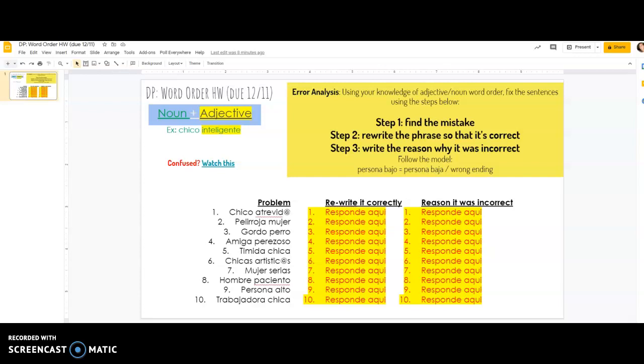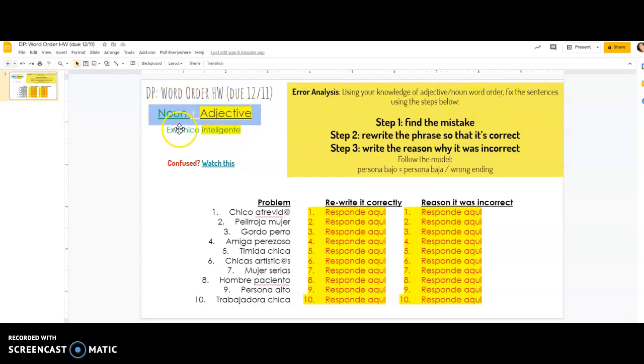SDP word order homework. All right, so what you are going to be doing with this is you need to remember what we talked about yesterday, noun and then adjective. So it literally says boy intelligent, but it means intelligent boy or smart boy. So error analysis, using your knowledge of adjective noun word order, fix the sentences using the steps below.